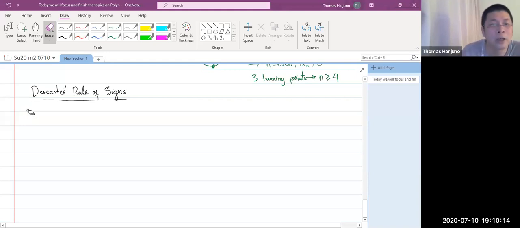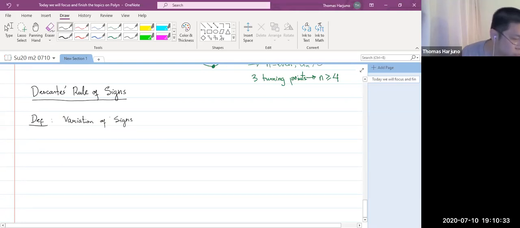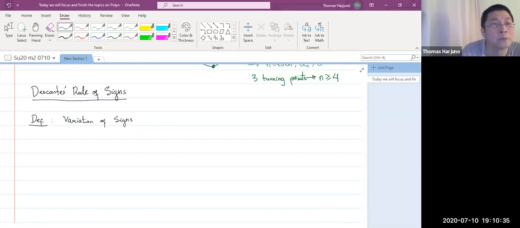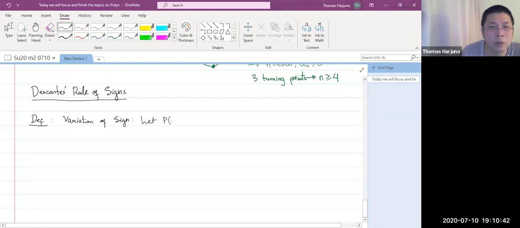So let's start again. Before I get into the Descartes rule of signs, let me first define what we mean by variation of signs. I start with this. Let P(x) be a polynomial in descending order.